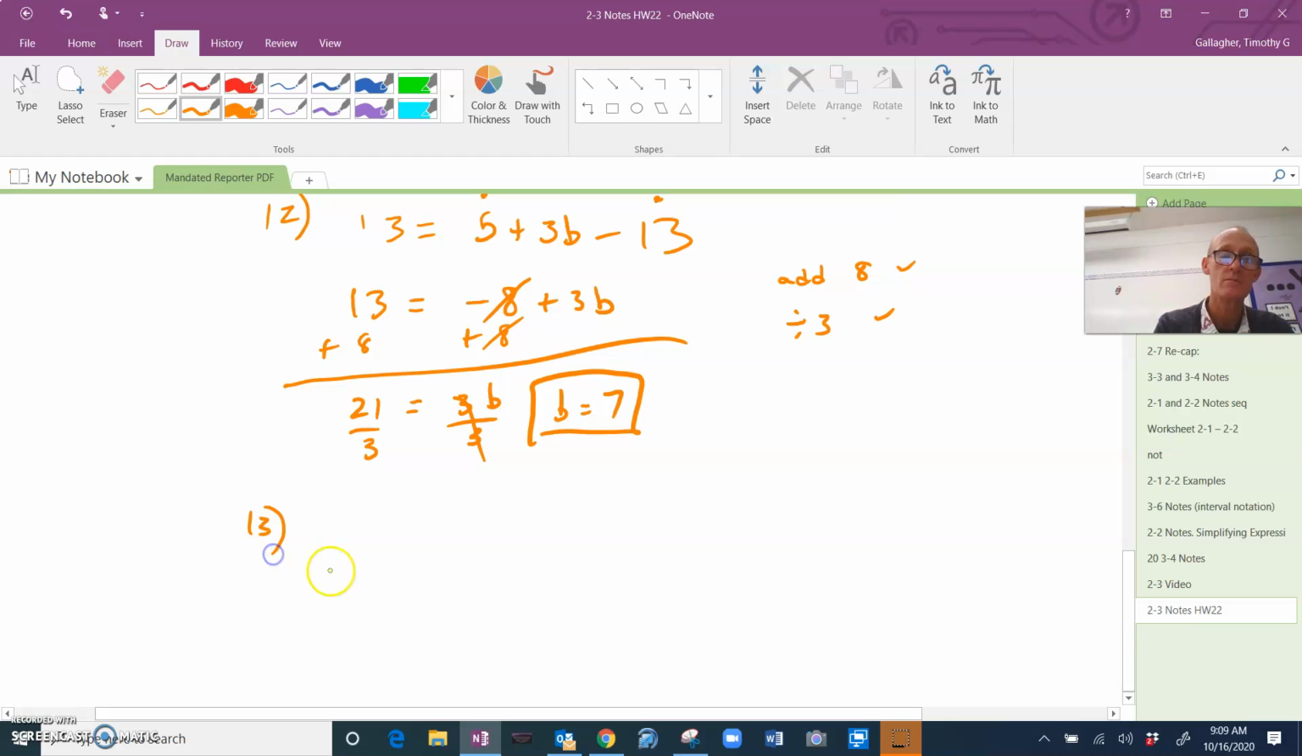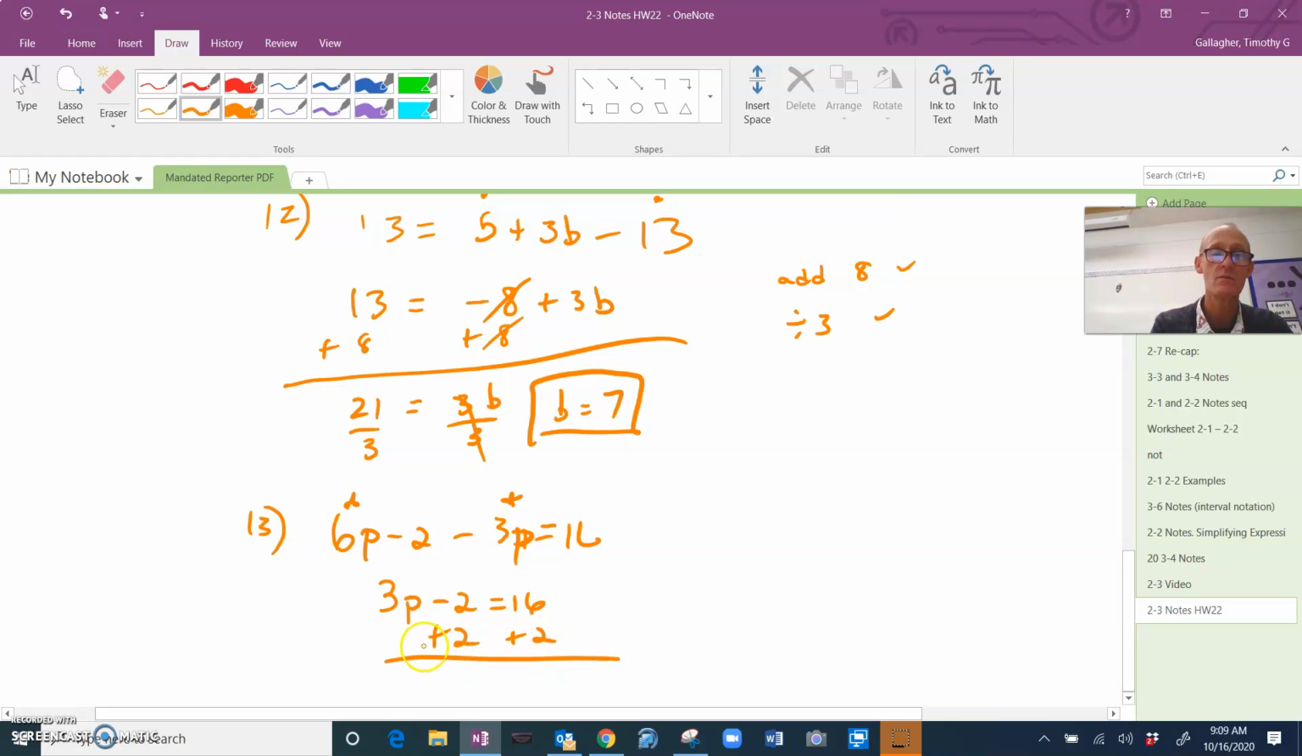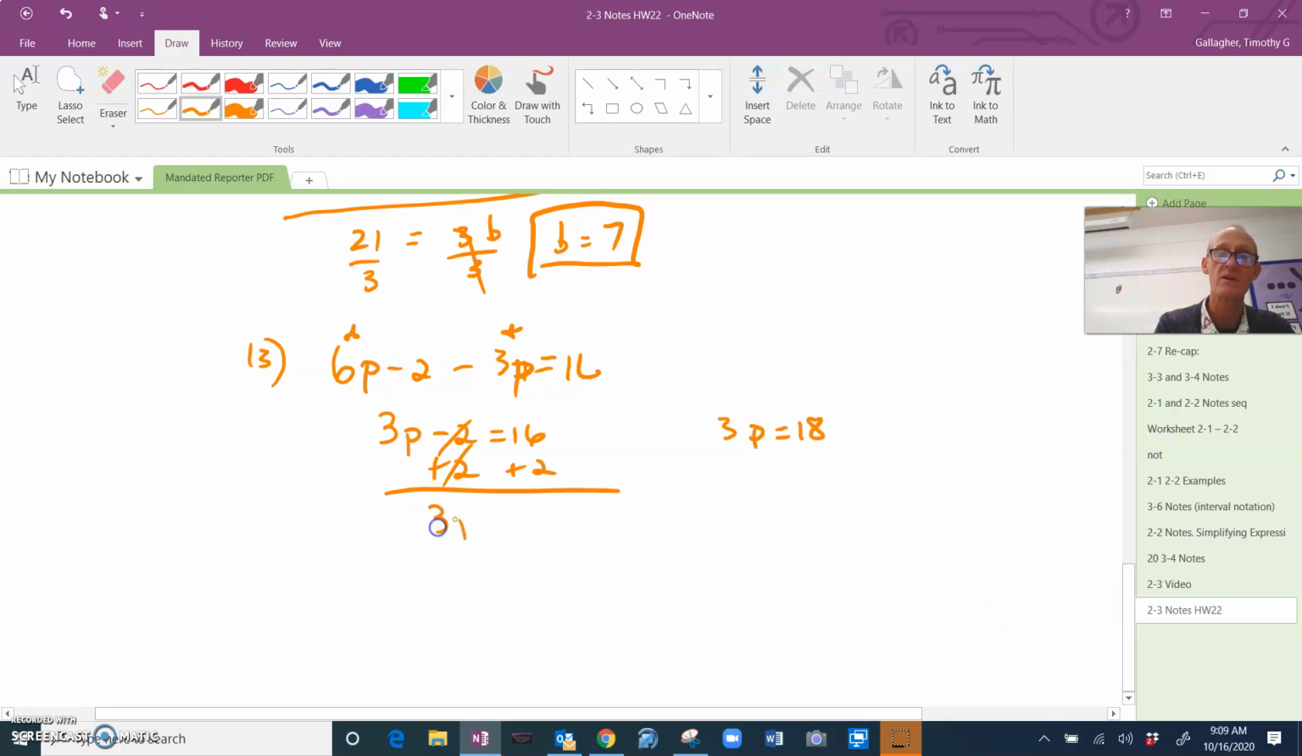Number 13 is 6p minus 2 minus 3p equals 16. This problem requires us to combine this term and this term. So this becomes 3p minus 2 equals 16. We add the 2, and we get 3p is equal to 18. All right? And then I'll write that down here. 3p is equal to 18. Divide by 3, and I get p is equal to 6.